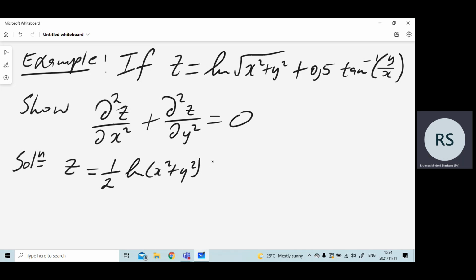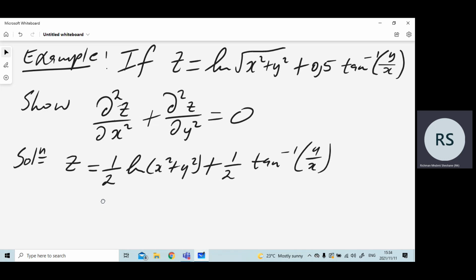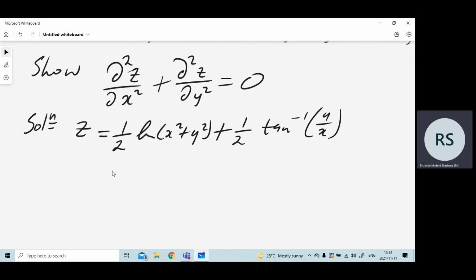Let me write the second term, 0.5. I can write 0.5 as 1 over 2, that is half, times tan inverse of y over x. So this is my function so far. What I need to do is derive, finding my first term first, and substitute in my left hand side and show it is equal to the right hand side.